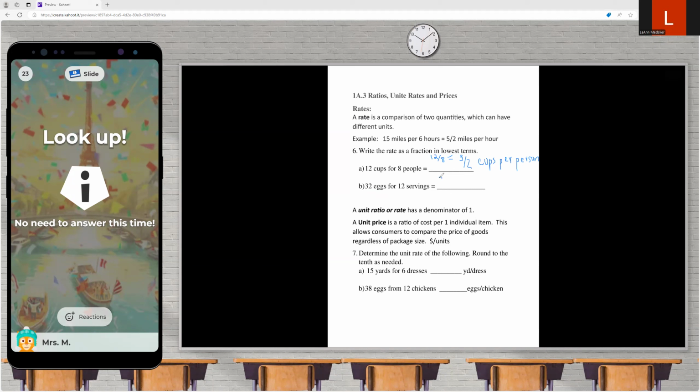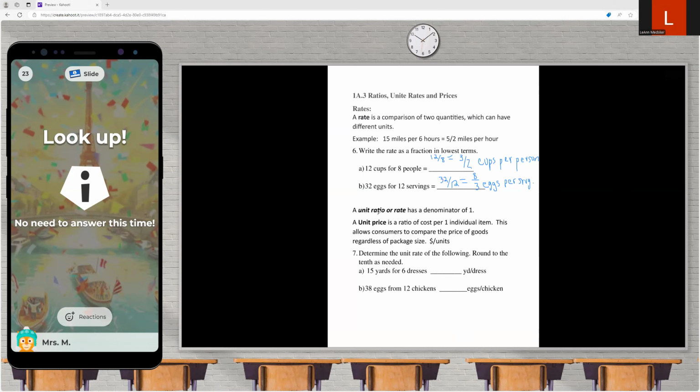Now we have 32 eggs over 12 servings. Those are both divisible by 4. So that's going to be 8/3 eggs per serving. I'm running out of room, so I'll write that abbreviated. So 8/3 eggs per serving.